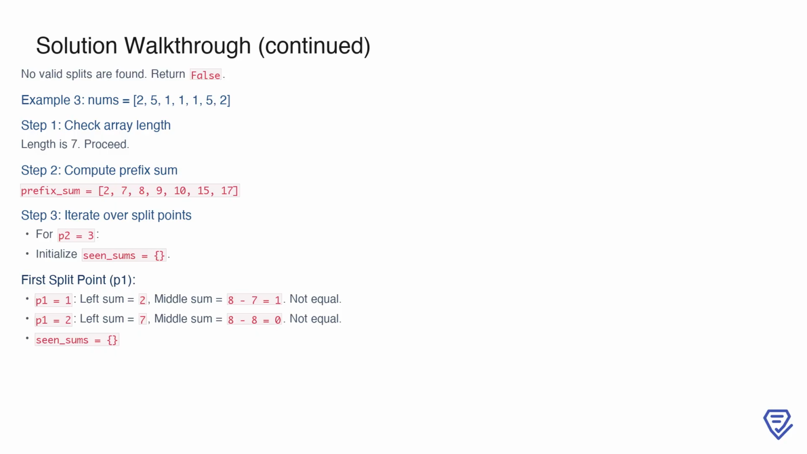Setting P2 equals 3, we initialize scene_sums as an empty set. For the first split point, P1 equals 1, the left sum is 2, and the middle sum is 8 - 7, which is 1. These sums are not equal. For P1 equals 2, the left sum is 7, and the middle sum is 8 - 8, which is 0. Again, the sums are not equal. As a result, scene_sums remains empty, and we cannot find any valid values for the first split.